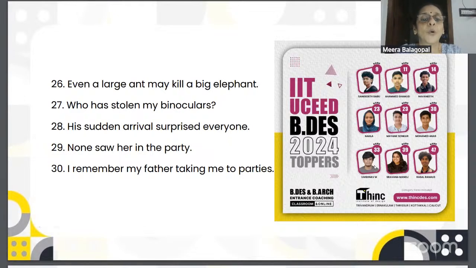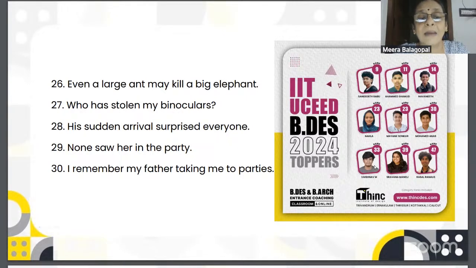Who has stolen my binoculars? Then this is a question with a WH word, such as what, who, or where. So when you change it into passive voice, you have to say, by whom has my binoculars been stolen? Who has stolen is present perfect tense. So, by whom has my binoculars been stolen?